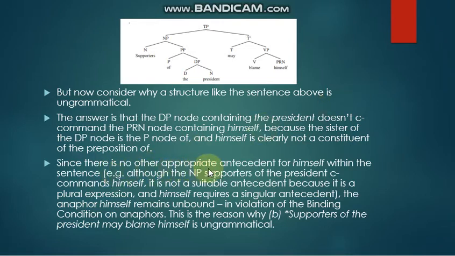Since there is no other appropriate antecedent for himself within the sentence example, although the noun phrase supporters of the precedent seems to c-command himself, it is not a suitable antecedent because it is a plural expression and himself requires a singular antecedent. The anaphor himself remains unbound in violation of the binding condition on anaphors. This is the reason why sentence B, supporters of the precedent may blame himself, is ungrammatical.